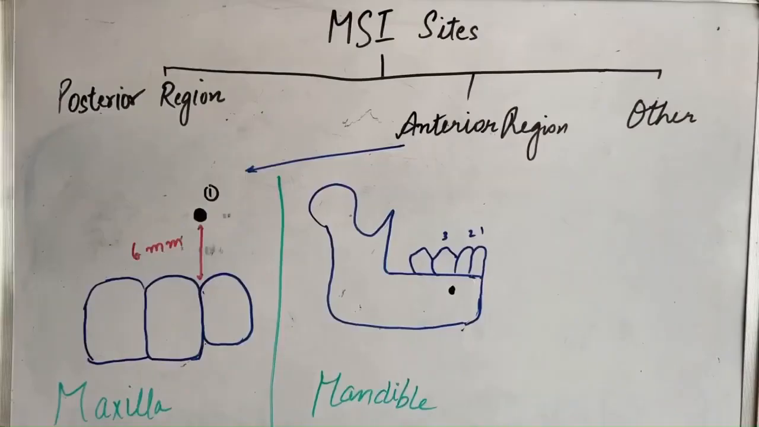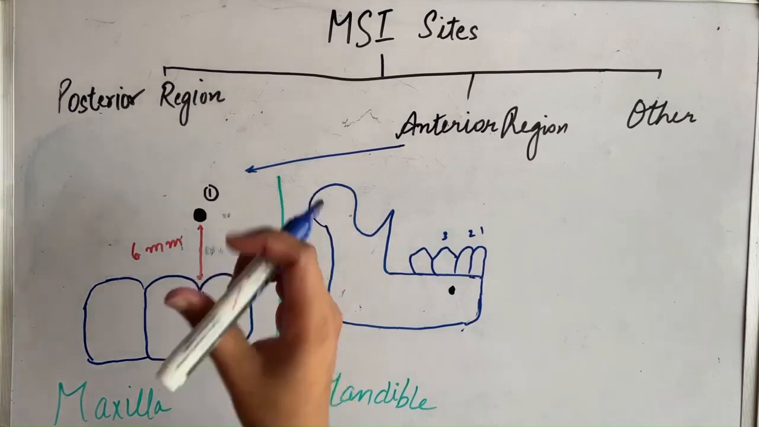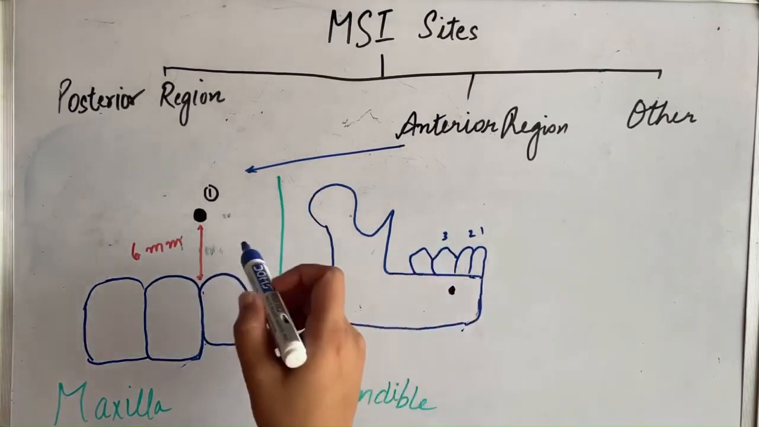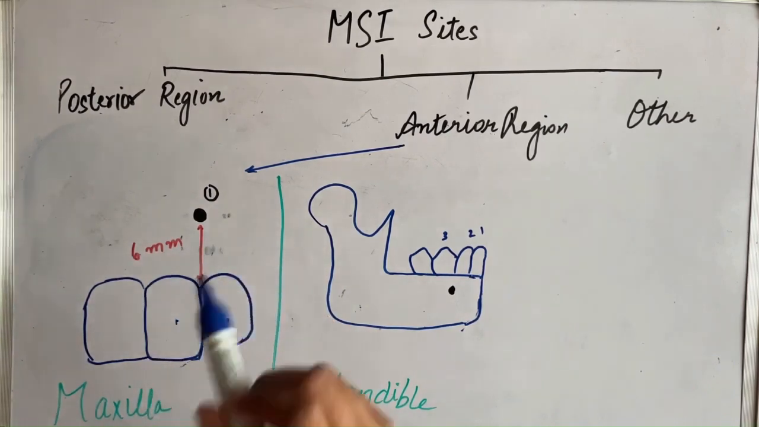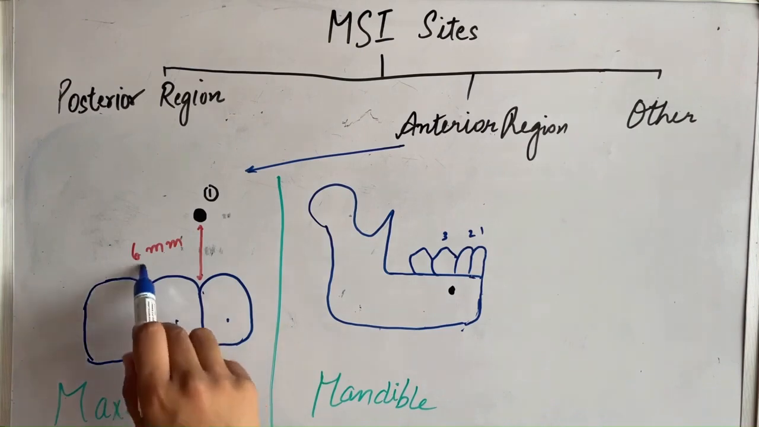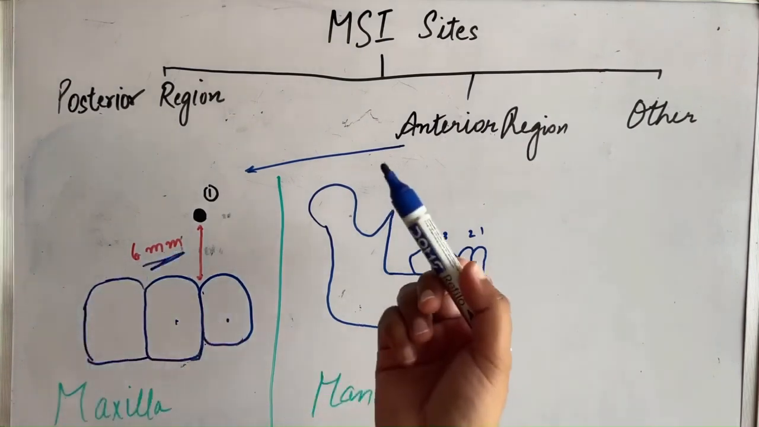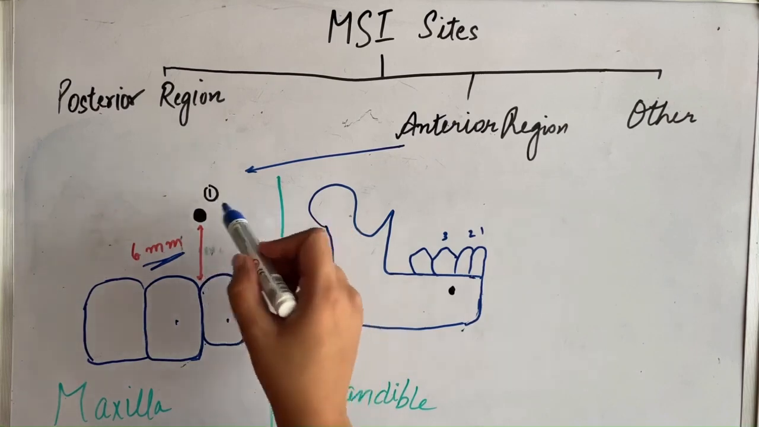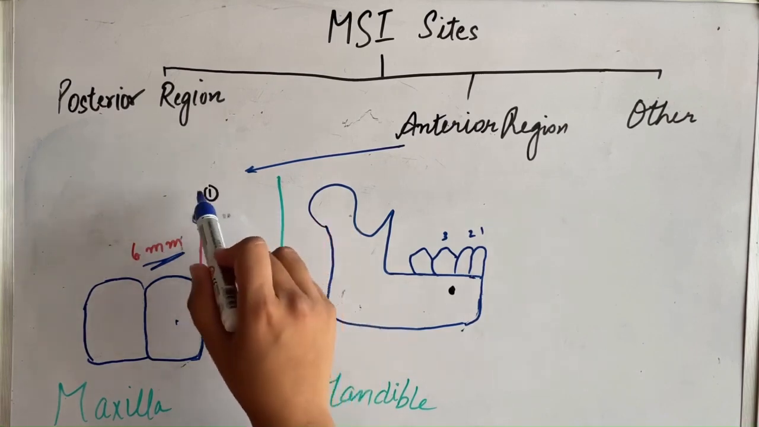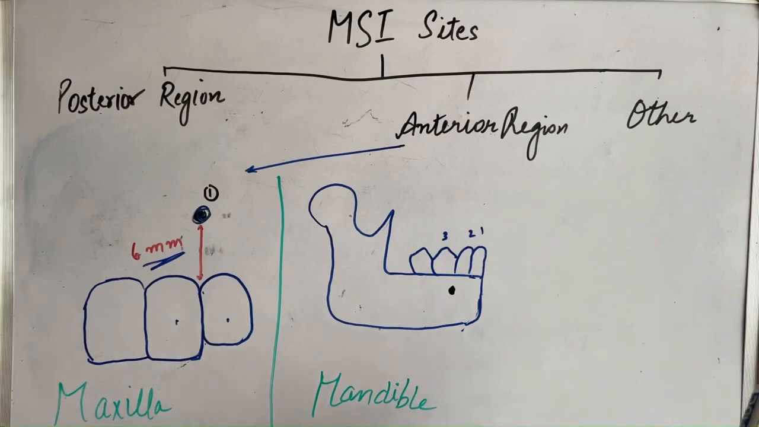We come on to the anterior region. Here, what are the optimal sites or safe zones for MSI placement? In the maxilla, the optimal site for MSI placement is between the central incisor and the lateral incisor, which is 6 mm above the cemento-enamel junction in the labial cortical plate. So this is the site of insertion for MSI in the maxilla.